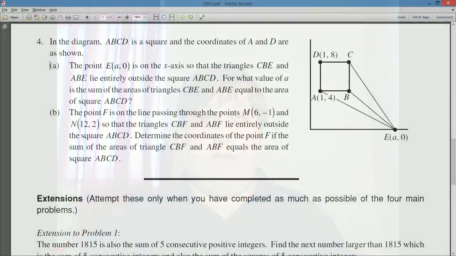Hello everybody and welcome back to the final question on the 2003 Galois paper. That's right, it's question number 4. Hopefully you've had a chance to take a look at it, and I'm going to go through it right now so we can compare answers.